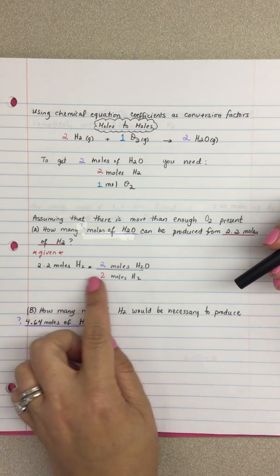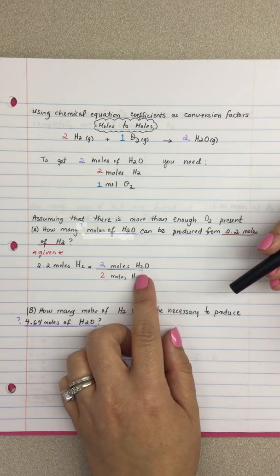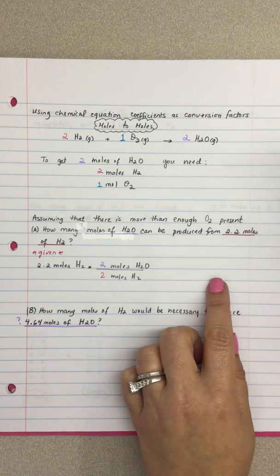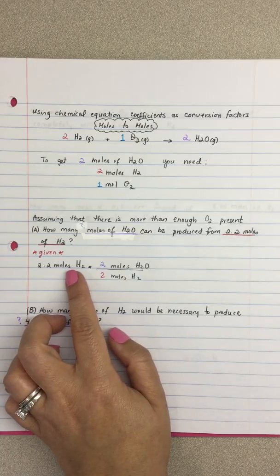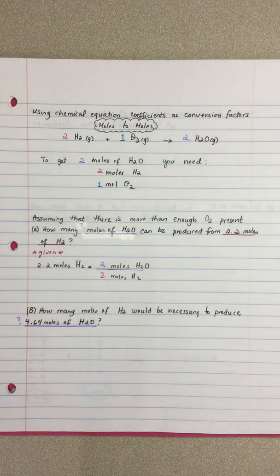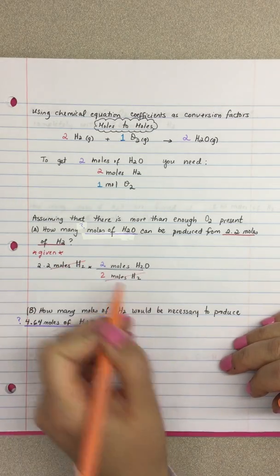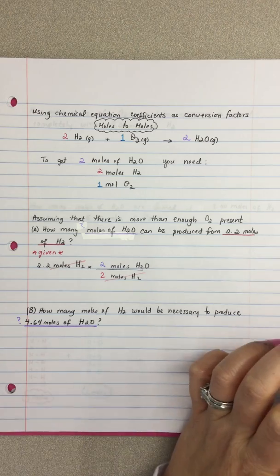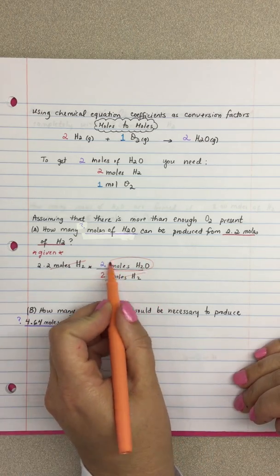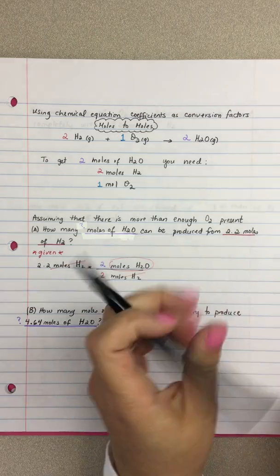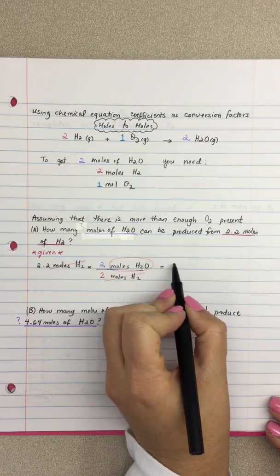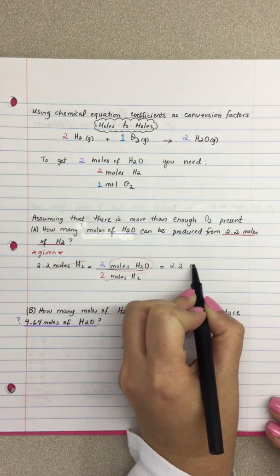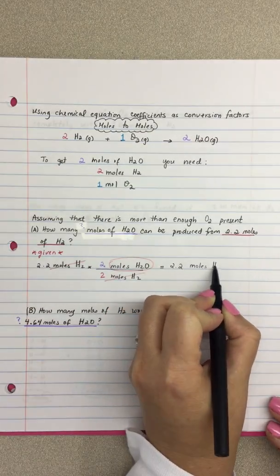And if you do that number times your conversion factor here, you will get moles of the water, because H2 is canceling out with H2. And what you have left is the moles of the water. So 2 over 2 is 1, and that will give you 2.2 moles of H2O.